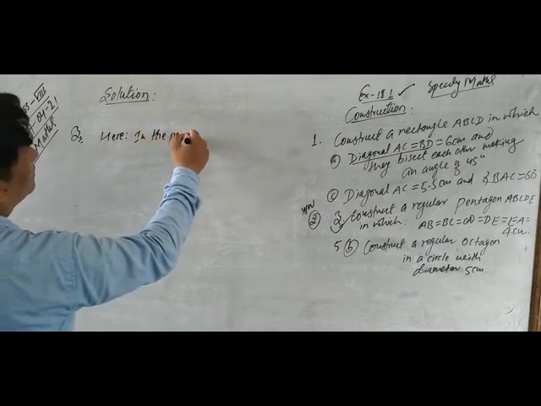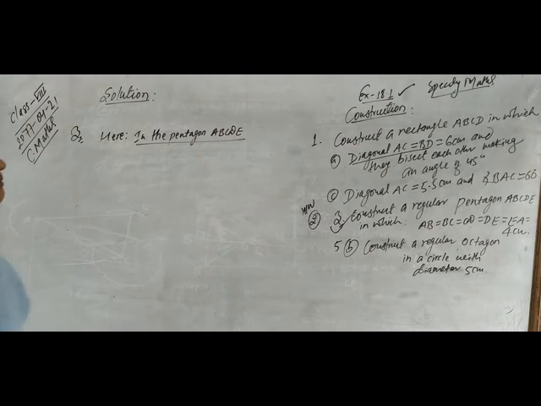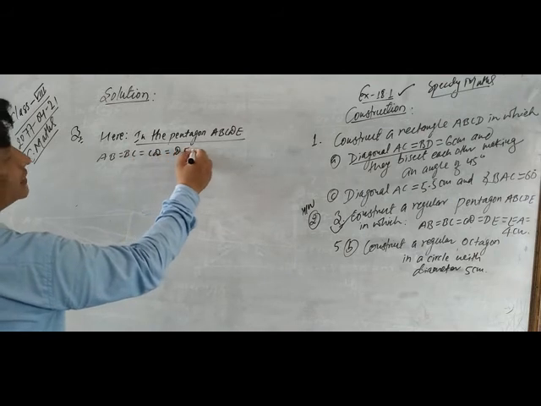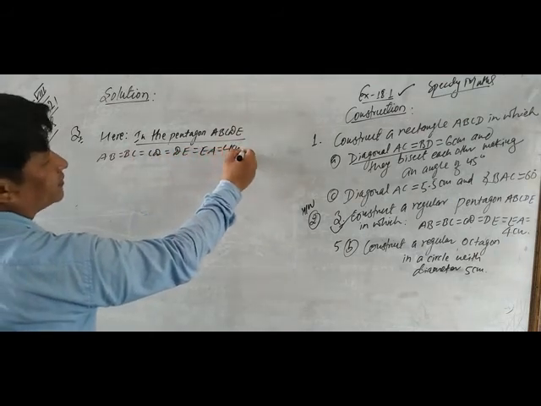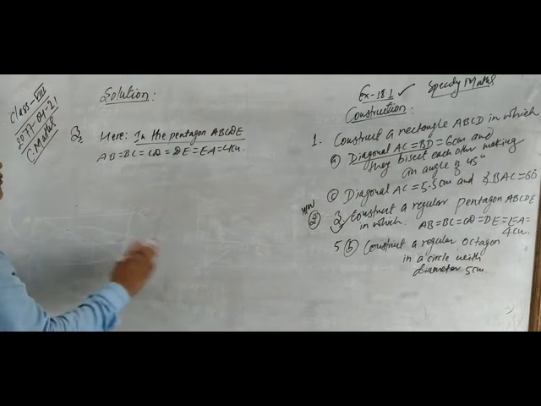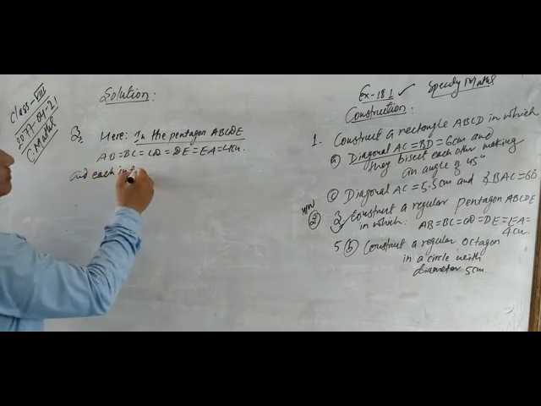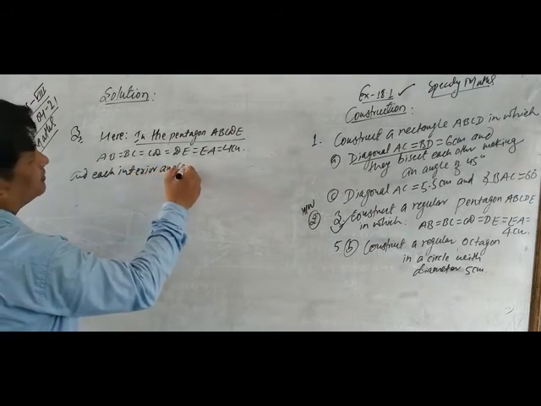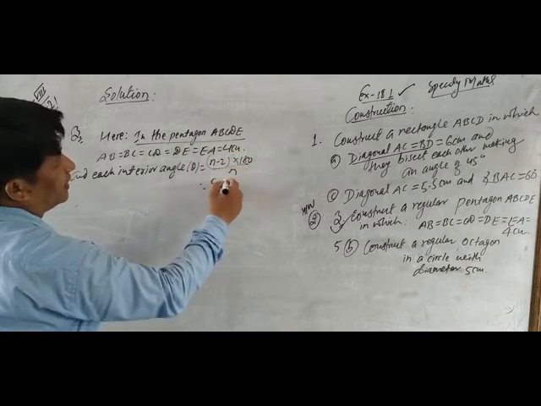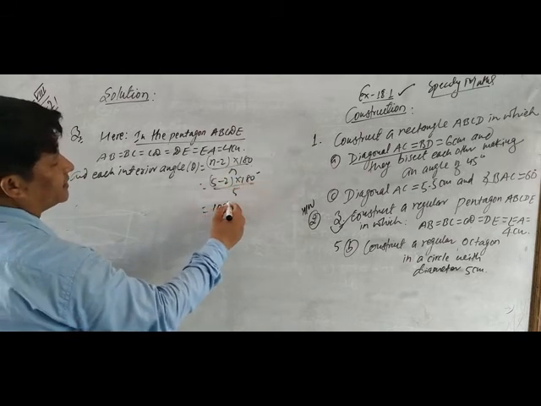In the pentagon ABCDE, we are given length of AB equals BC equals CD equals DE equals EA equals 4 cm. Each side of the pentagon is 4 cm, and we can find the interior angle. Each interior angle theta equals (n minus 2) into 180 by n. So (5 minus 2) into 180 by 5, so 108 degree.